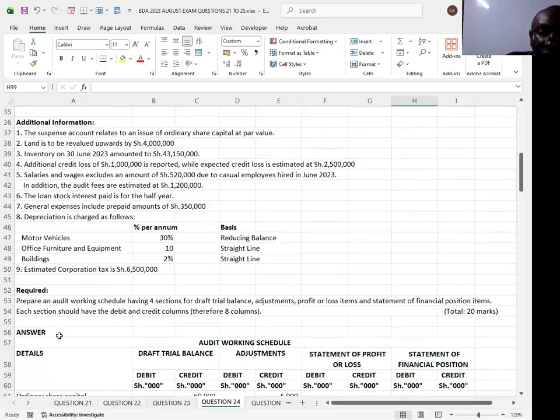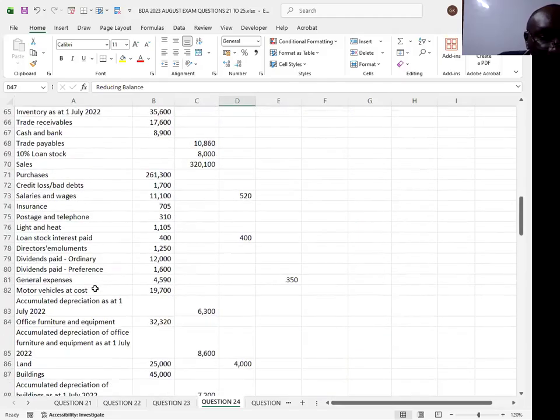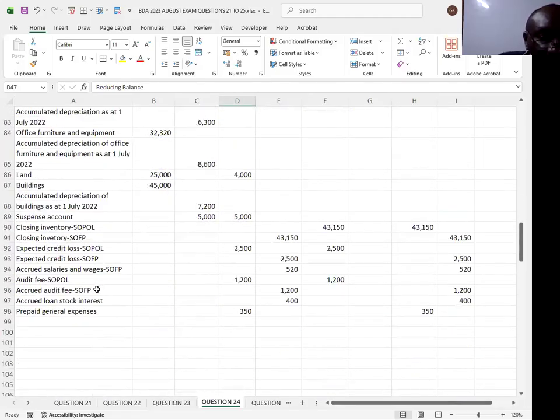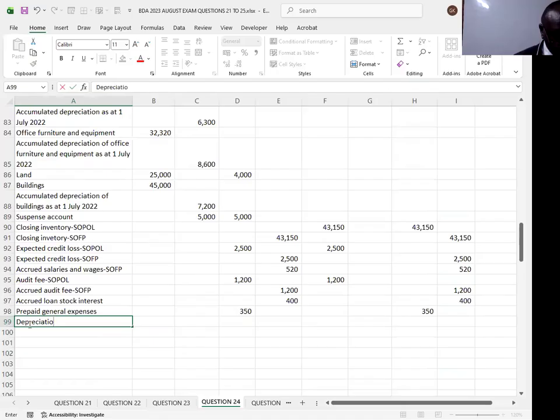Depreciation is charged as follows. So the depreciation is 30% on reducing balance for the motor vehicles. So tukuja hapa chini, tuangalie, sikuwa nimeona account ya depreciation expense. So itabidi tumefungua hapa depreciation expense.